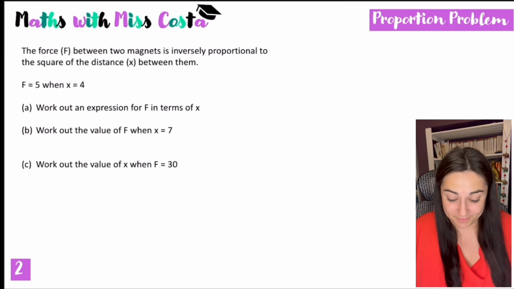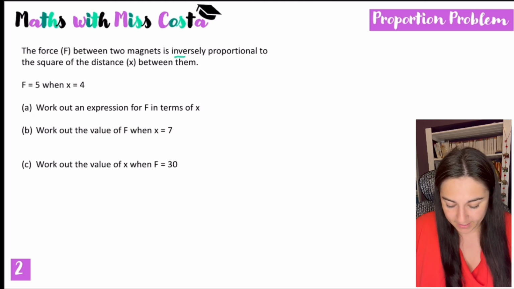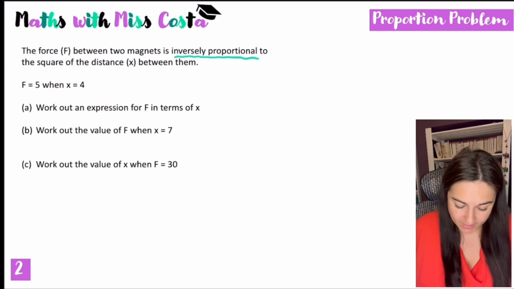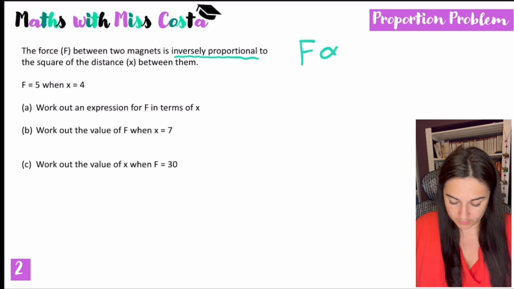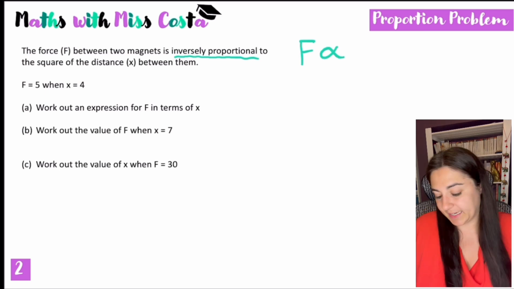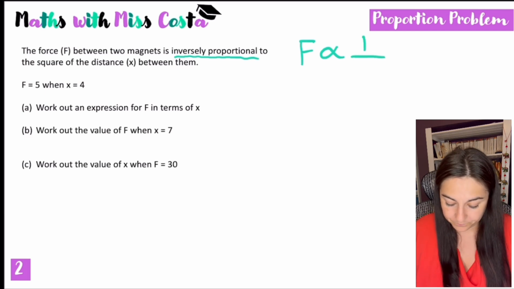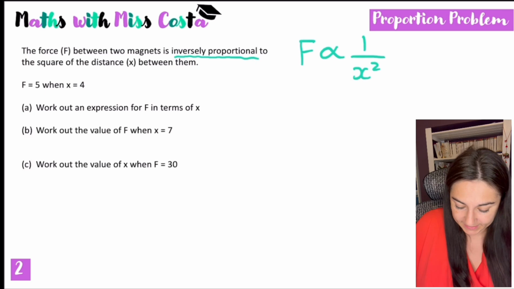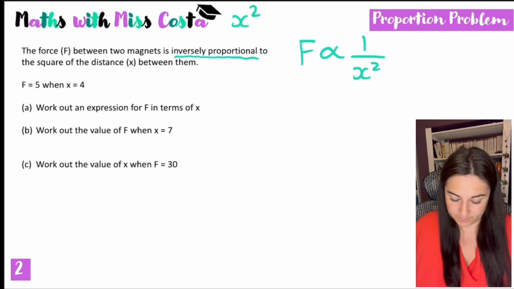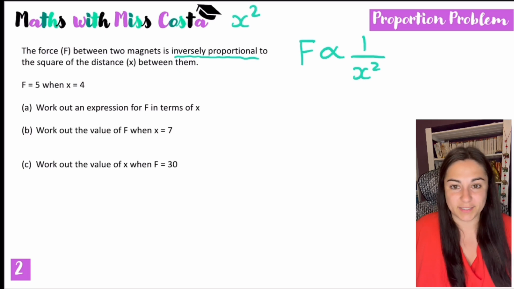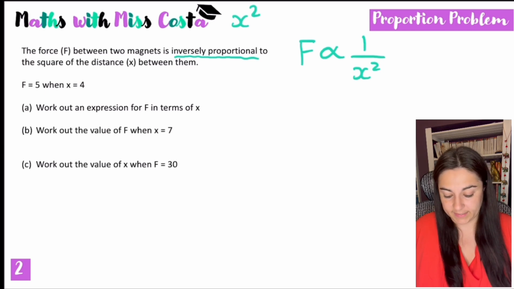Okay, so here we've got inverse proportion, which is quite a tricky topic, but absolutely fine if you've practiced it a few times. So the force between two magnets, F, is inversely proportional to the square of the distance between them. So we could say that F is proportional to the inverse of the square of the distance between them. So x squared. Remember, the square of the distance means x squared. If it was the square root, then you'd say the square root of the distance. So try not to get hung up on the terminology.